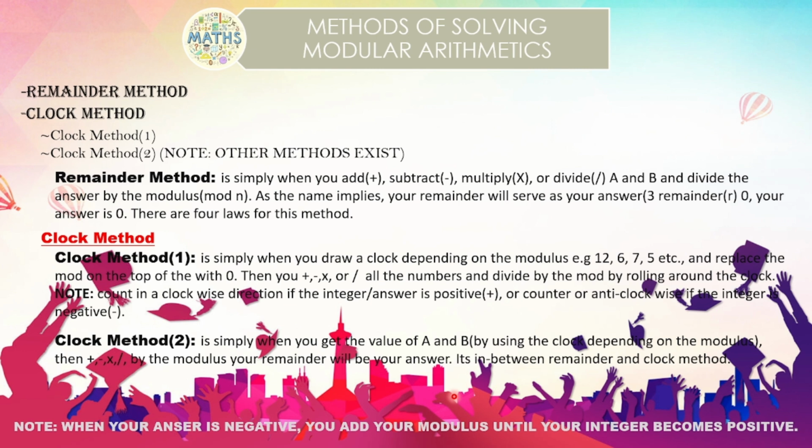Clock method 2 is simply when you get the values of a and b before using the clock, depending on the modulus, to add, minus, multiply, divide, and get your remainder. It is in between remainder and clock method. You have to note that when your answer is negative, you add your modulus until your integer becomes positive.